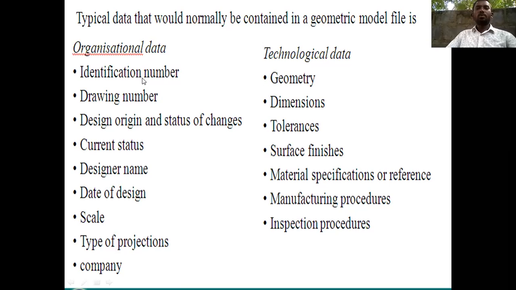We have two types, two categories. What are the two categories? Organizational data we have as a separate portion. Next one is technological data. These two are the data structures used in the software.